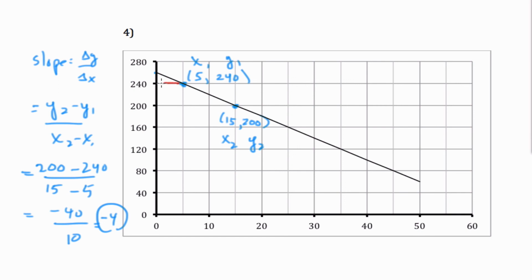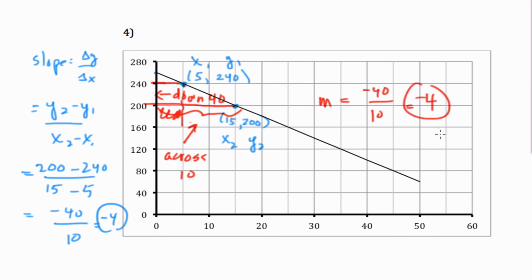We could also look at this and say, well, I know that it went down 40, and I also know from this point to this point that it went across from 5 to 15. It went across 10. So I can say the slope, well, if it goes down 40, that's negative 40, across 10, the slope would be negative 4. Either way you do it.